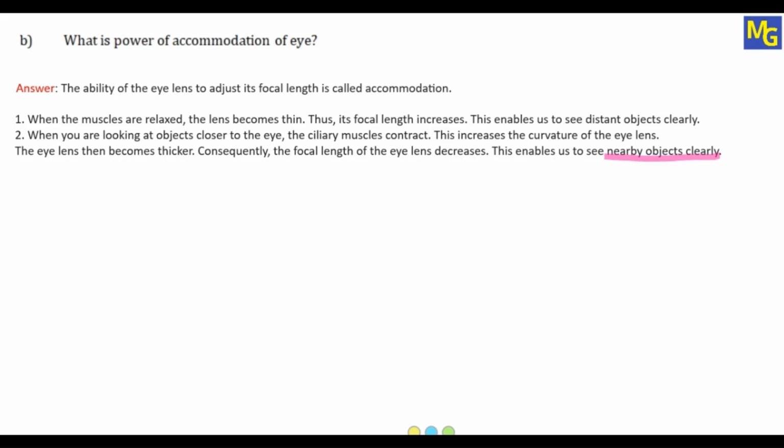So you have to remember here the main points. What are the main points? Ciliary muscles relaxed, and here the ciliary muscles contract. The second one is what? Lens becomes thin, and here the lens becomes thick. Third point is what here? That is focal length increases, and here the focal length decreases. So write all these 3 points, the answer will be exactly correct. So this is the answer for question B from 8. Now we'll move with the next question.